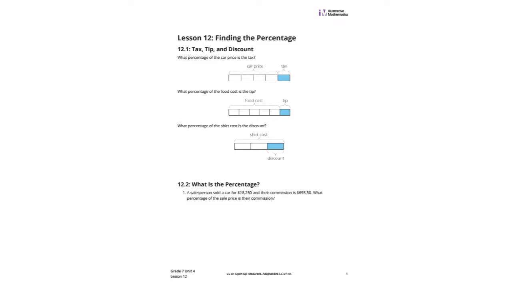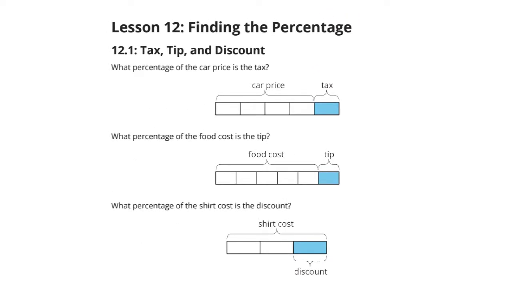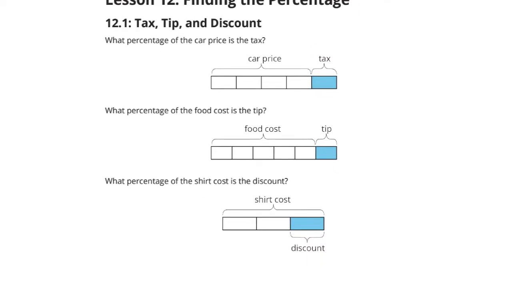Hi, Mr. Richards here. Today's lesson in Grade 7, Unit 4 is Lesson 12, and it's on finding the percentage. Our goal is to find the percent increase or decrease when I know the original amount and the new amount. And for the warm-up here, we're going to find what percentage of the car price is the tax.